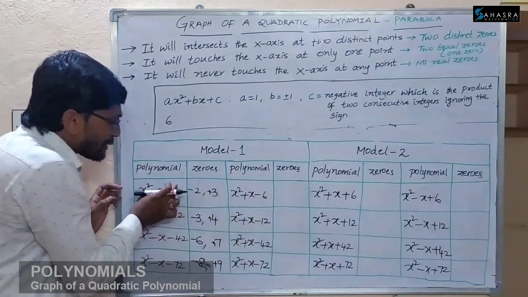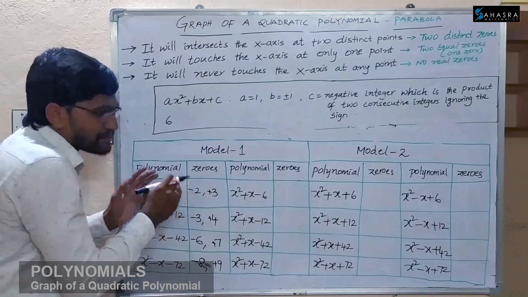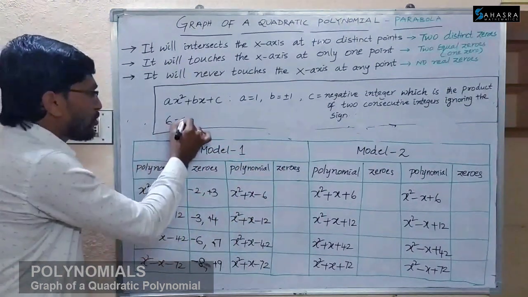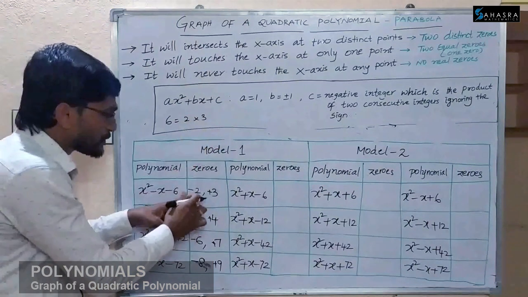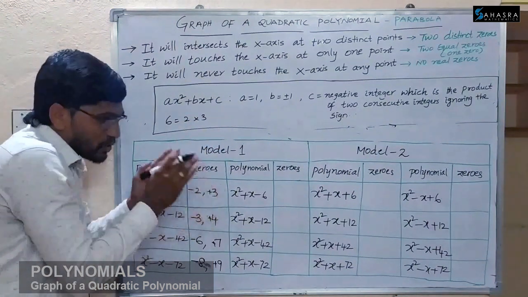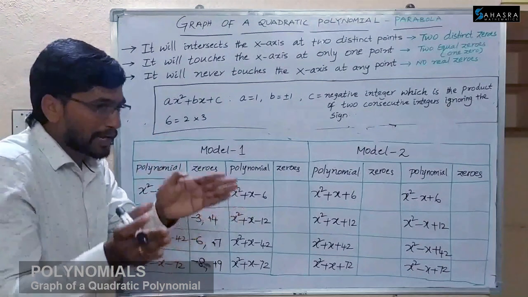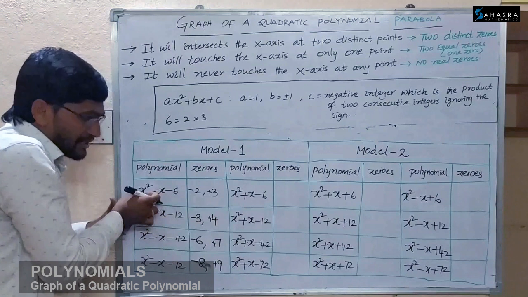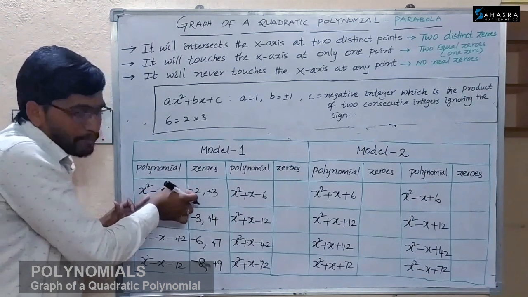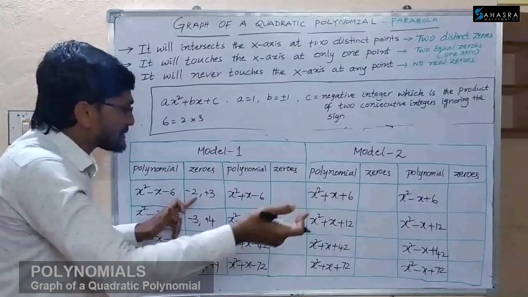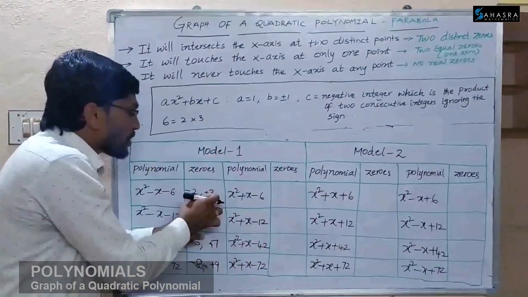First you have to write 6 as a product of two consecutive integers. 6 is equal to 2 into 3. So 2 and 3 are not the zeros of the quadratic polynomial. Again I am explaining: whatever the sign we have for x, that sign keep for the smaller number. The opposite sign, my negative's opposite sign is positive, that sign keep for the larger number.